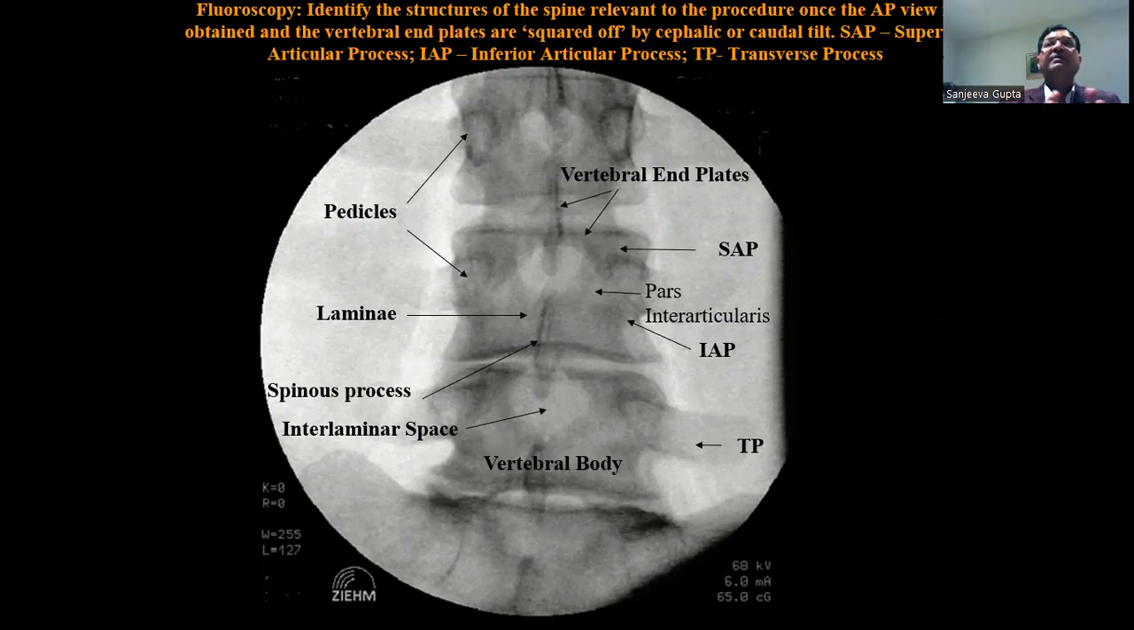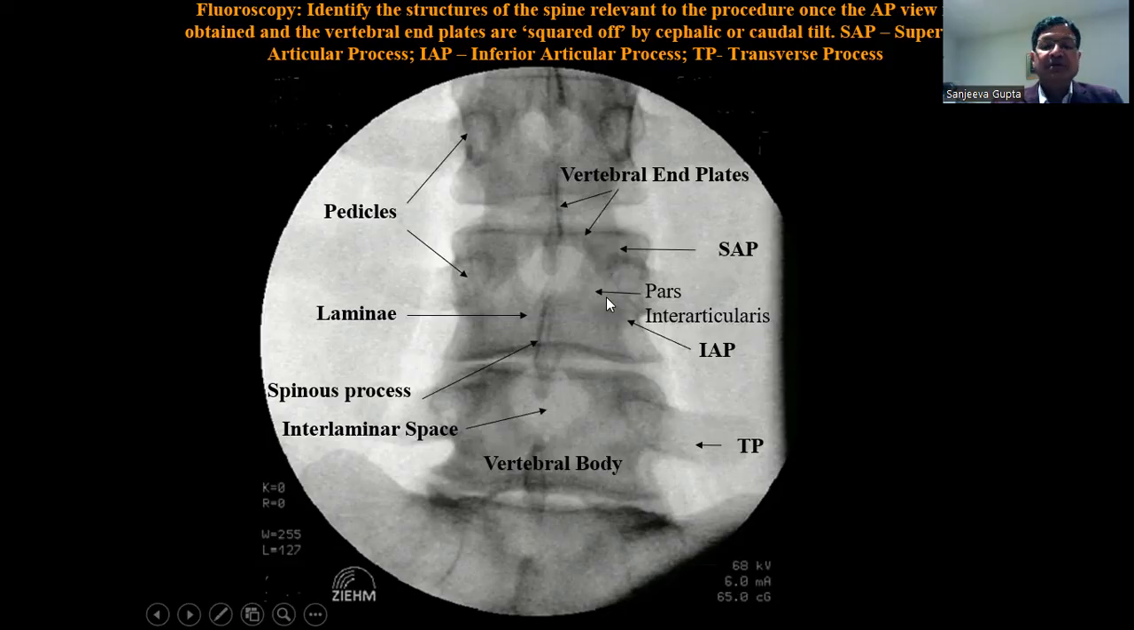At every point, you need to identify the structures and then proceed to what you want to do. So here, that's the vertebral end plate. That is the transverse process of L5. That is the spinous process. You can see that. And this is the interlaminar space. You can see that. This is the inferior articular process, the superior articular process of L4, and the junction of the superior articular process and the inferior articular process is known as pars interarticularis.